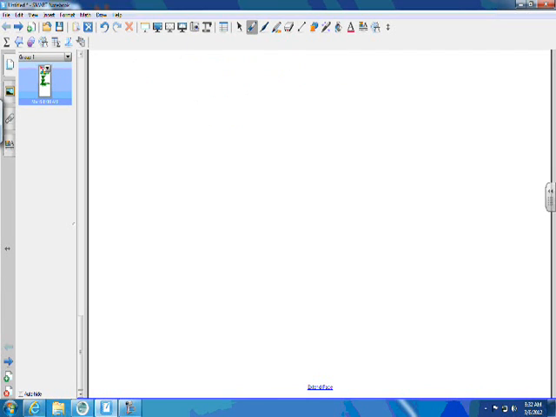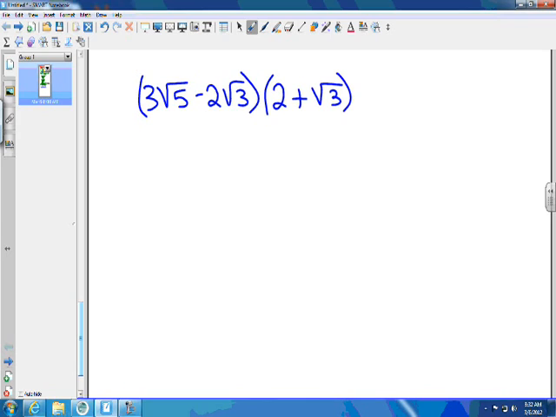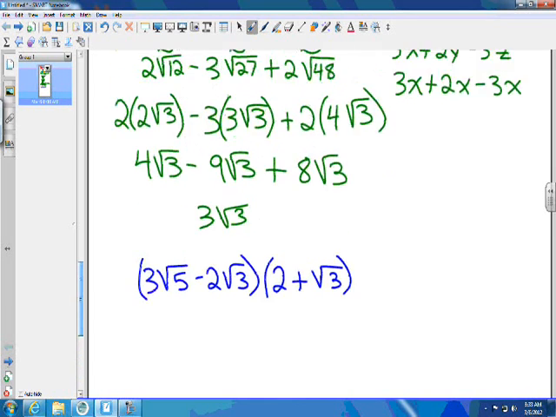multiplying binomial radicals. 3 square root 5 minus 2 square root 3. That is a binomial. You get 2 terms there, and then 2 plus square root 3, and 2 terms. So that is a four problem. We'll have several of these in your homework. So you take it step at a time. So what you're basically doing in this problem is multiplying up here.